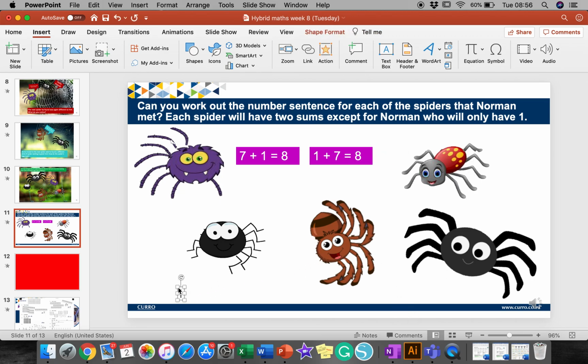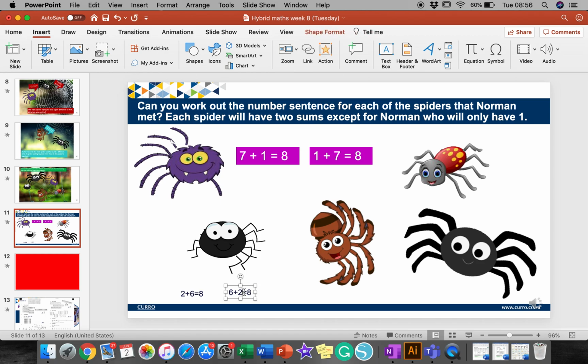For our little black spider at the bottom here, he's got 2 legs on one side plus the 1, 2, 3, 4, 5, 6 legs on the other side. 2 plus 6 equals 8. Now, if we flip that sum around, we can say 6 plus 2 equals 8.